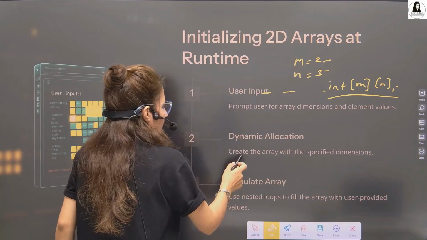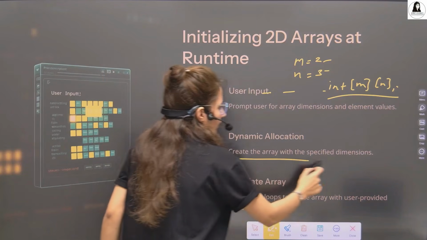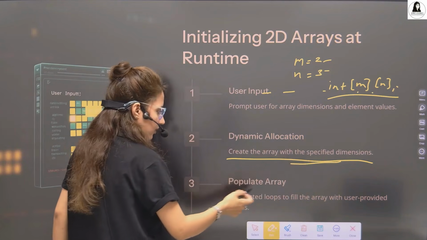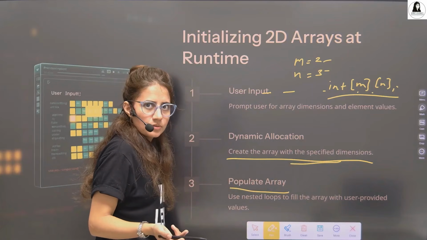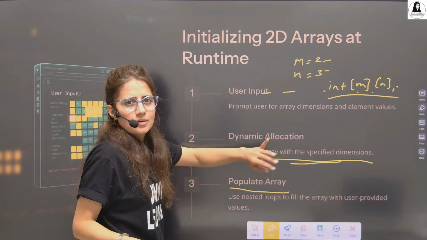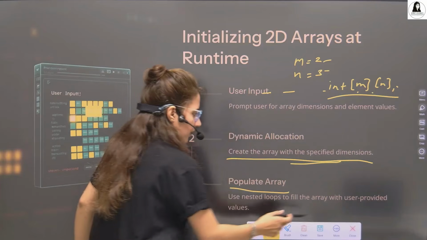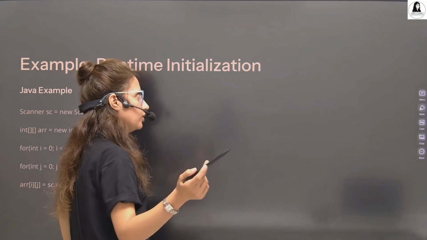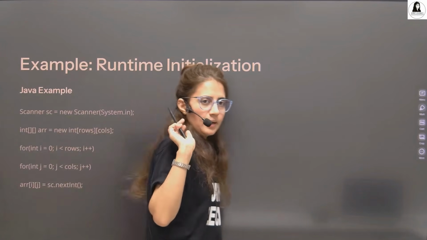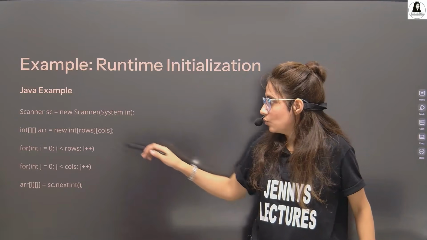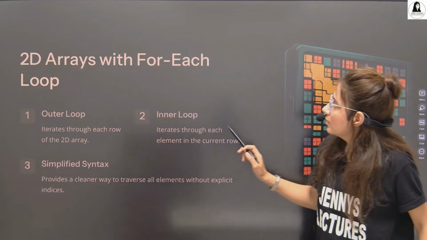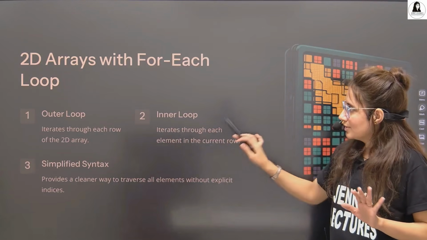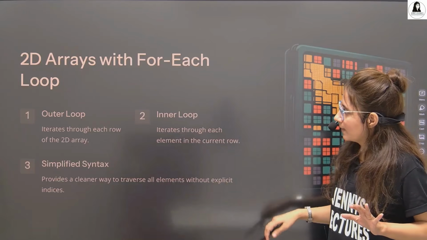Now, create the array with these specified dimensions, and you can populate the array with loops. That is nothing but runtime initialization with loops, taking input with a scanner object. This thing we have seen. With the for each loop also I've told you how to access this, right?